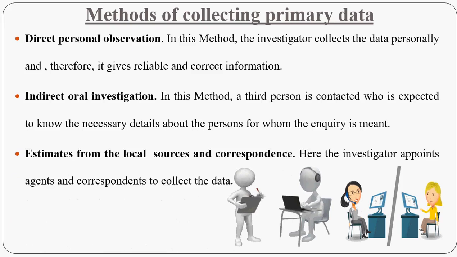The third method is estimates from local sources and correspondence. Here, the investigator appoints agents and correspondents to collect the data. So, in this method, we appoint local agents or correspondents. Through them, we collect the data in different fields of inquiry. These agencies or correspondents in different regions collect the information according to their own ways, fashions, likings, and decisions, and then submit their reports periodically to the central or head office where the data are finally collected. Or it can also be collected by us if we are appointing them. So this method works out to be very cheap and economical for extensive investigations, particularly when the data are obtained by part-time correspondents or agents.